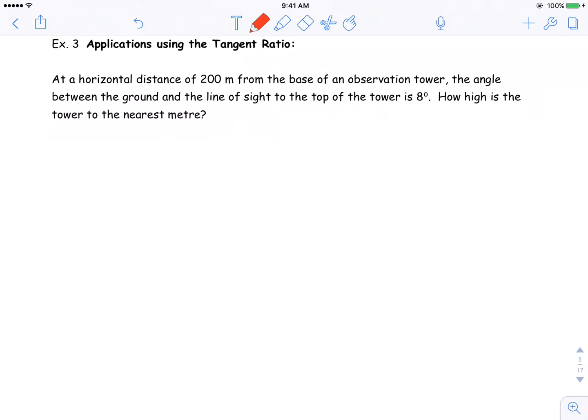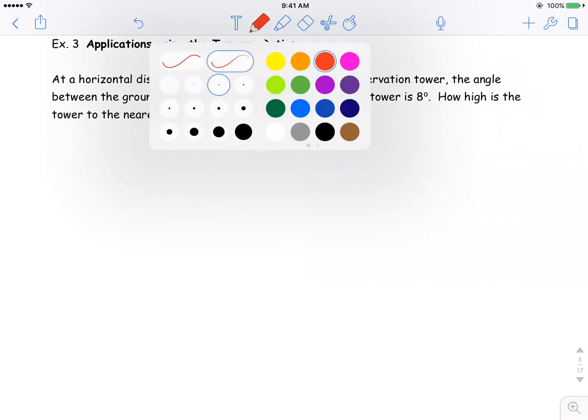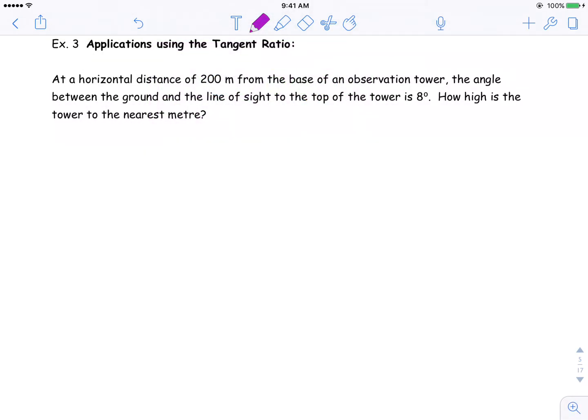At a horizontal distance of 200 meters from the base of an observation tower, the angle between the ground and the line of sight to the top of the tower is 8 degrees. How high is the tower to the nearest meter? From here, the absolute first step really should be to draw yourself some kind of picture.